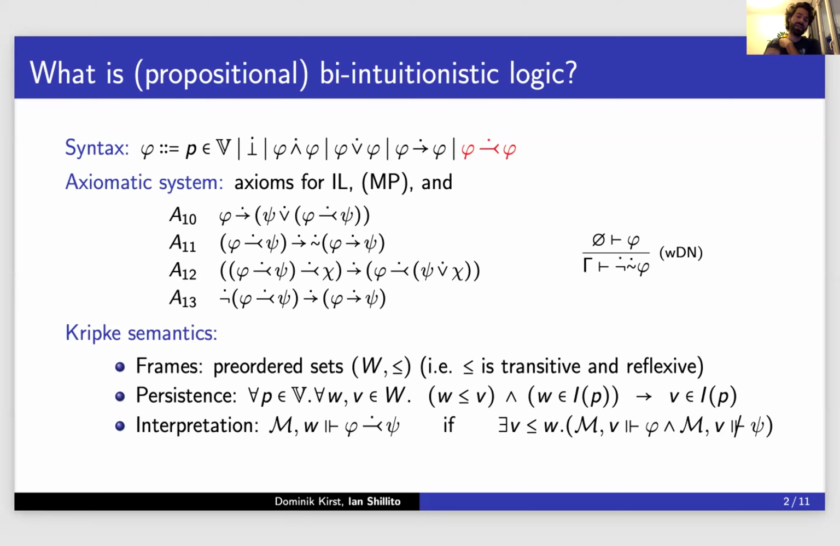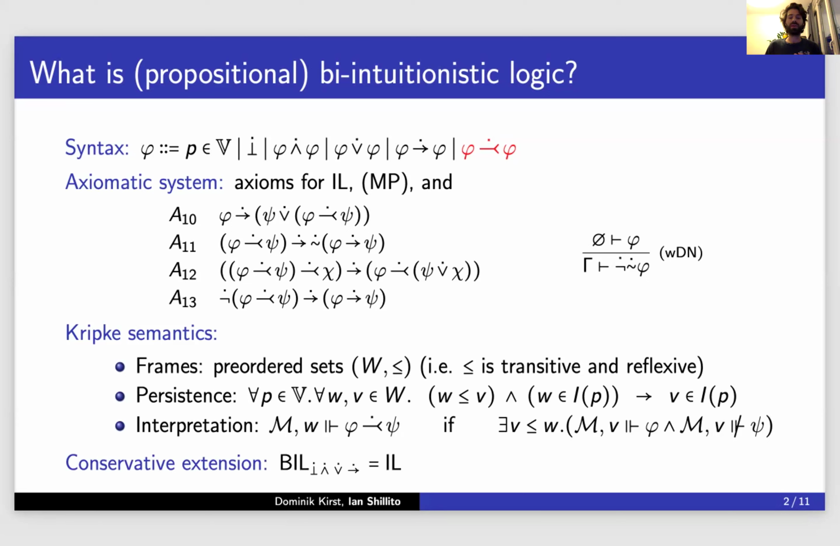Phi excludes psi is made true at W if you've got a predecessor V such that V satisfies phi but not psi. So if you think about the implication, which looks at all of the successors of a certain point W, the exclusion will look at one, so the existential of a predecessor of W. And so that's why you can see some sort of duality. It's well known that the axiomatic system and the Kripke semantics so described correspond. So you've got a soundness and completeness result.